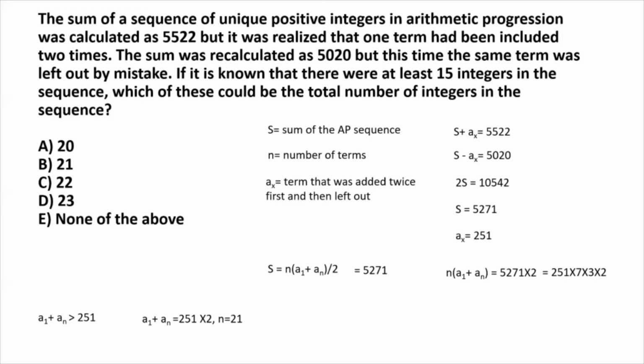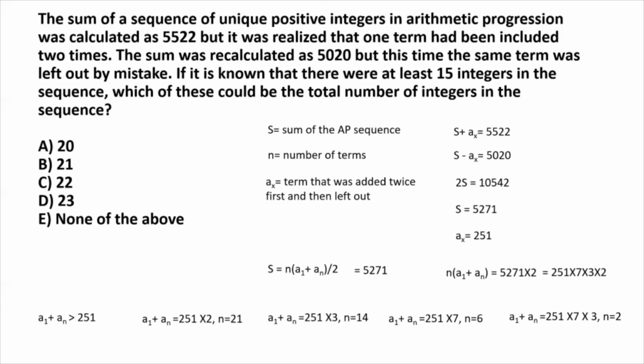There are some other values too where a1 plus an satisfies the sum being greater than 251, and that would be a1 plus an equal to 251 multiplied by 3. So for n we have 7 and 2. 7 multiplied by 2 makes 14, so n will be 14 in this case. And another possibility is a1 plus an equal to 251 multiplied by 7, in which case n will be 3 multiplied by 2, which is 6. And then a1 plus an equal to 251 multiplied by 7 multiplied by 3, where n takes the value of 2. So we are considering the factors that are greater than 251 from that product that we expressed, listing all the possible scenarios of what values a1 plus an can take, and the corresponding value of n in those cases.